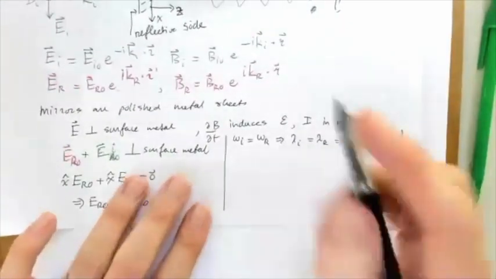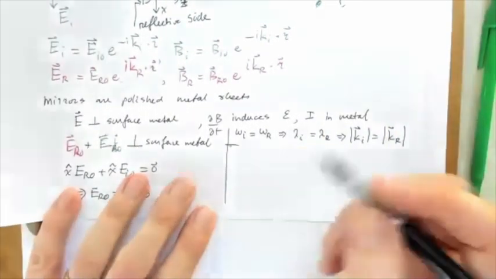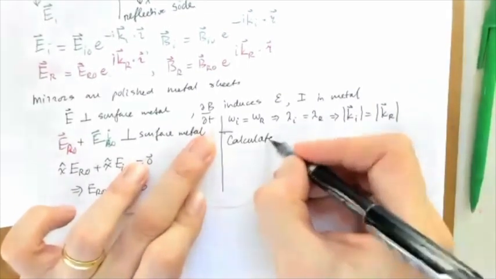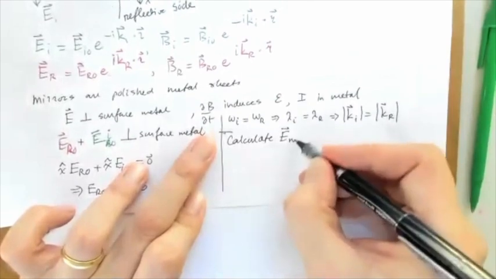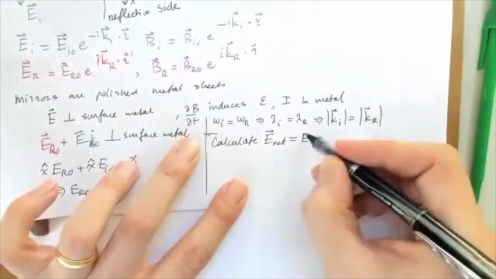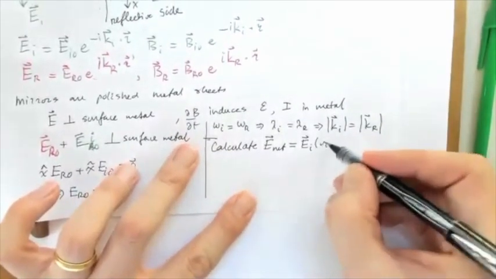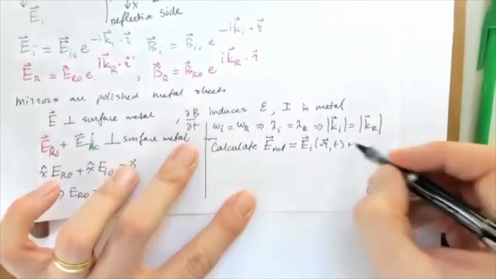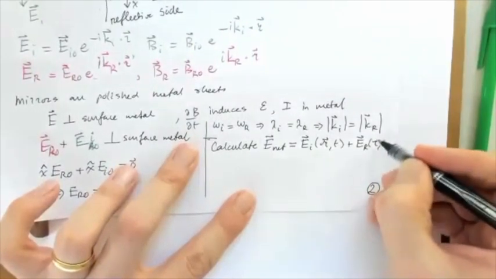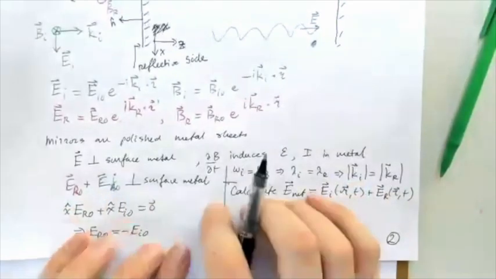Okay, so now it's near pod time. It's been a while. So calculate E net, which is the sum of E incident plus E reflected. This turned out to be a rather tricky problem for some of you, so I want to clarify.